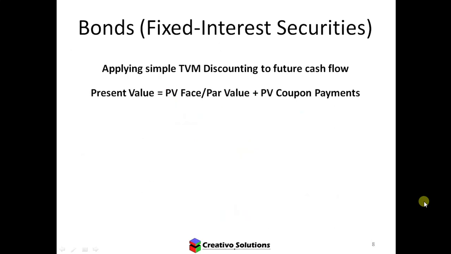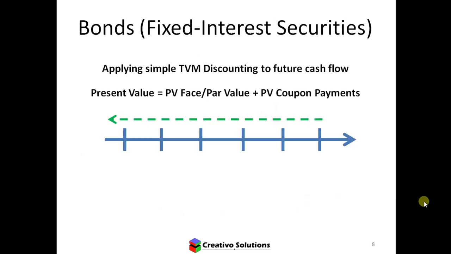So let's apply our simple time value of money principles, and let's use the discounting of future cash flows back in time to determine what the present value is. All right, just remember, when we're looking at bonds, which are fixed interest securities, we're going to be discounting future cash flows back in time.